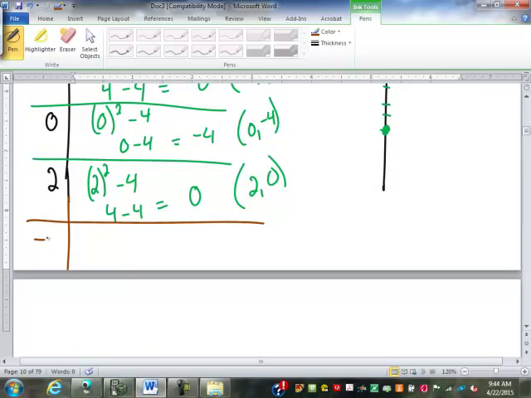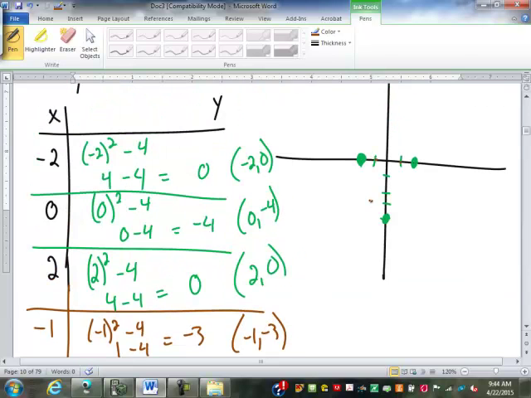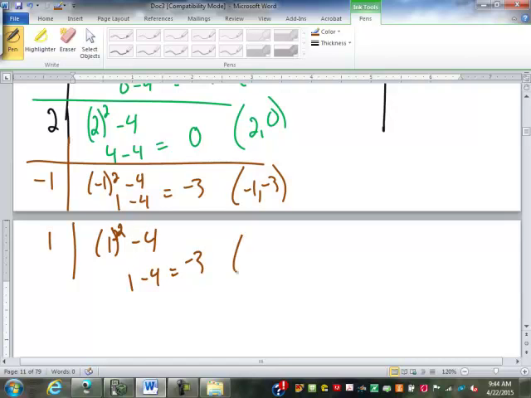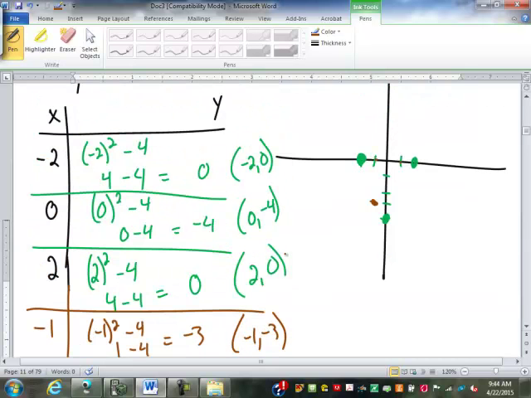So let's use -1. If x is -1, y is -1 squared minus 4. What's -1 squared? 1 minus 4, -3. So -1, -3. This is the point right here. If x is +1, y is 1 squared minus 4. What's 1 squared? 1 minus 4, -3. So 1, -3. Right there. Like that.